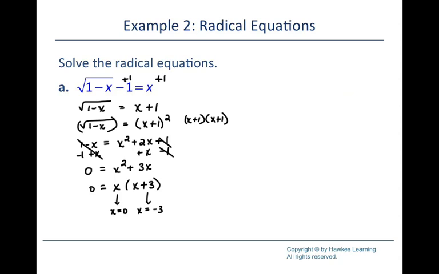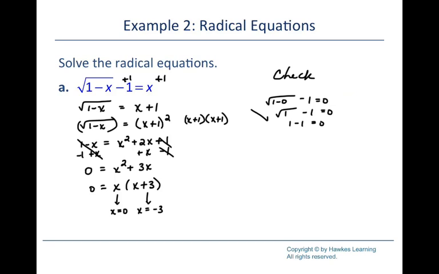And then we have to check both of them. So we're going to go back, and over here to the right, we'll check. And so first we'll use our 0. We'll have the square root of 1 minus 0, minus 1 equals 0. We put a 0 in for all the x's. Square root of 1 minus 1 equals 0. Well, the square root of 1 is 1.